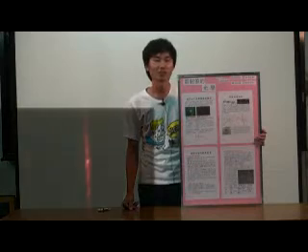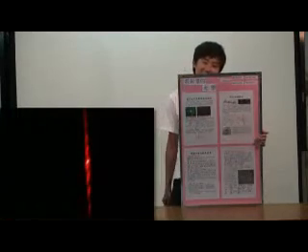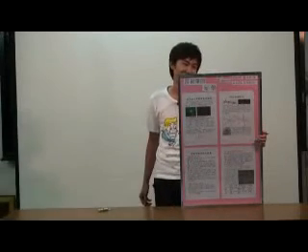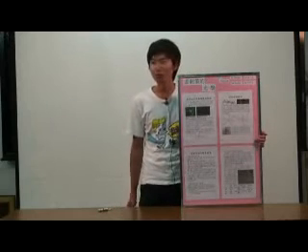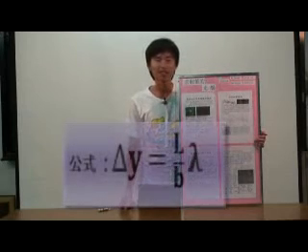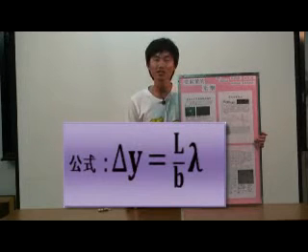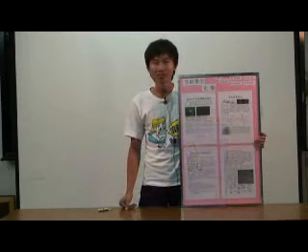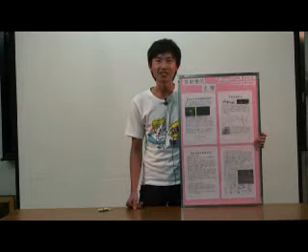Now, measure the length between the two darker lines and the distance from the head of the laser light pen to the screen. Finally, use the formula delta y is equal to lambda L divided by D, and we will get the value of D, which represents the width of the hair.